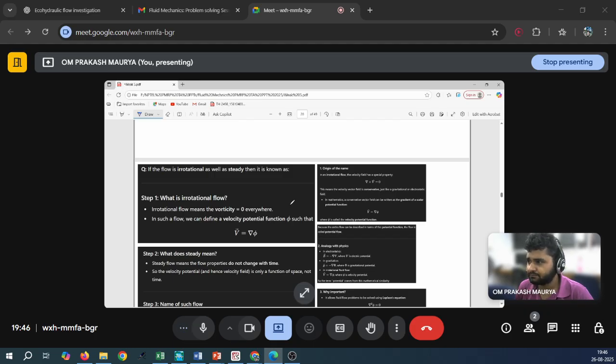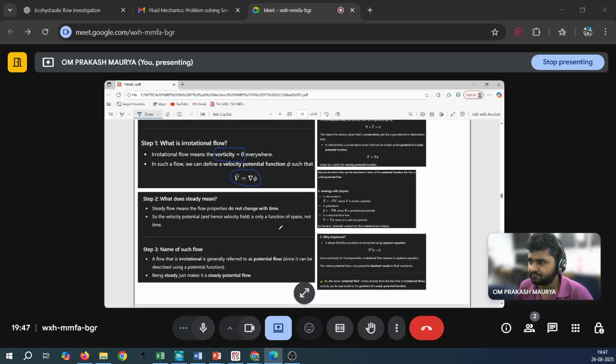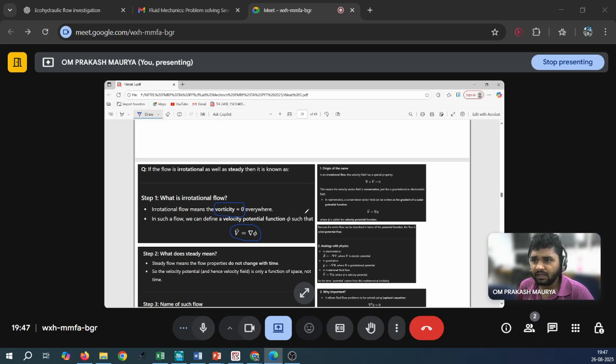Because in irrotational flow, the vorticity will be zero everywhere in the flow domain. In such flow, we can define the velocity potential like this: the gradient of your potential function. Now, if the flow is irrotational, why are we particular with the name potential? Here is the reason behind it.